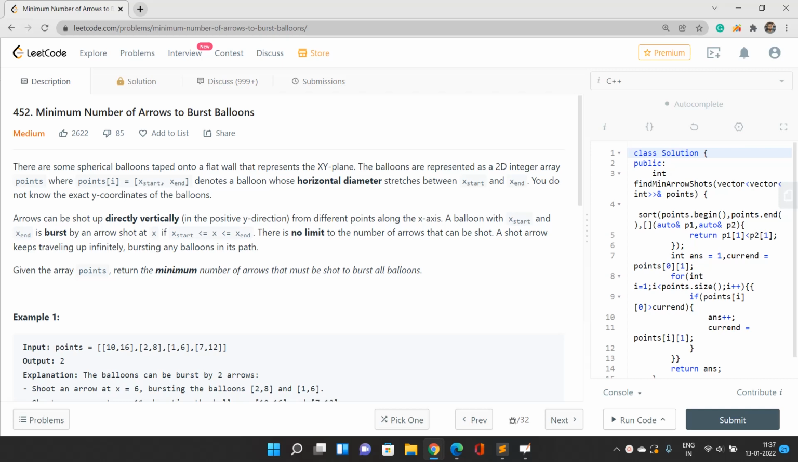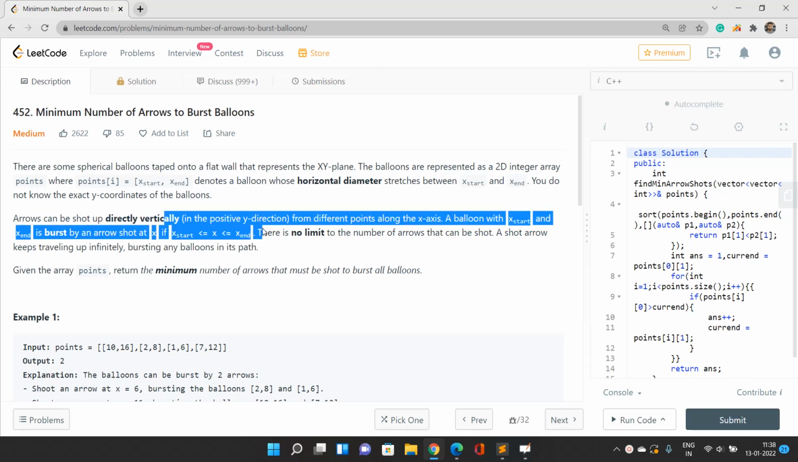There will be some spherical balloons taped onto a flat wall, which represents the xy plane. All the balloons have a starting x coordinate and an ending coordinate, and this will be given by this points 2D vector. This will be a horizontal diameter stretched between x start and x end. We don't know the exact y coordinates of the balloons, and we are not interested in knowing them.